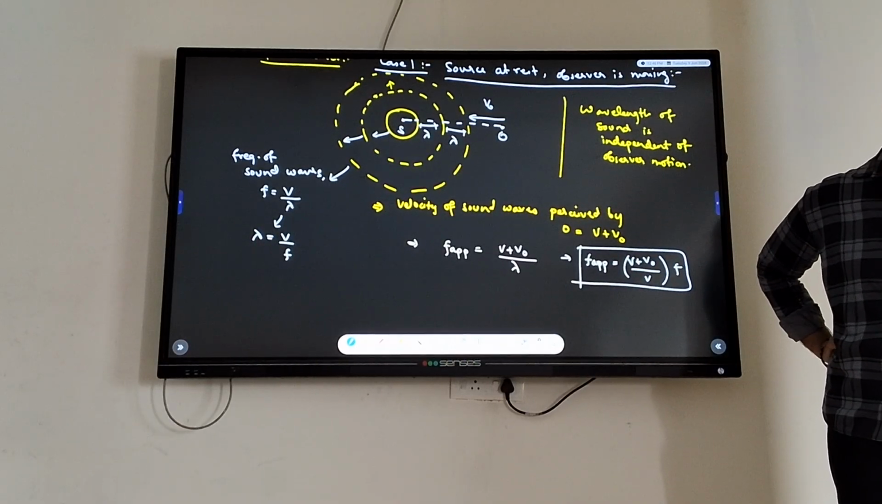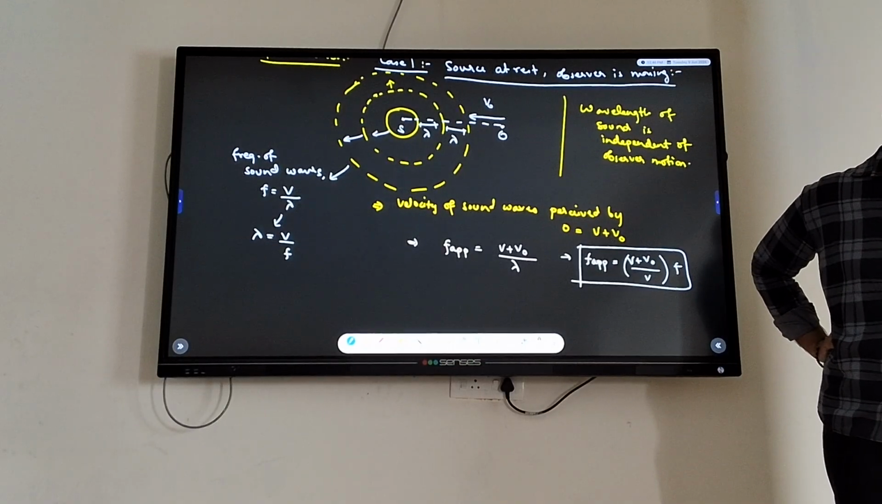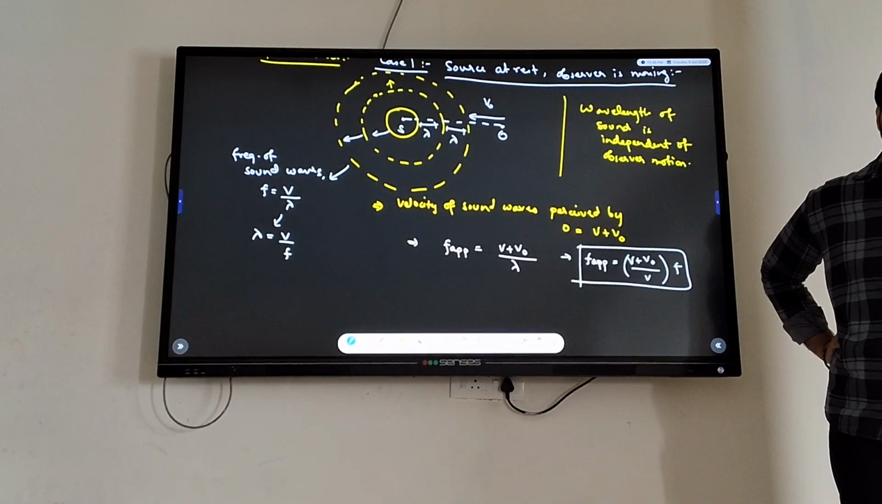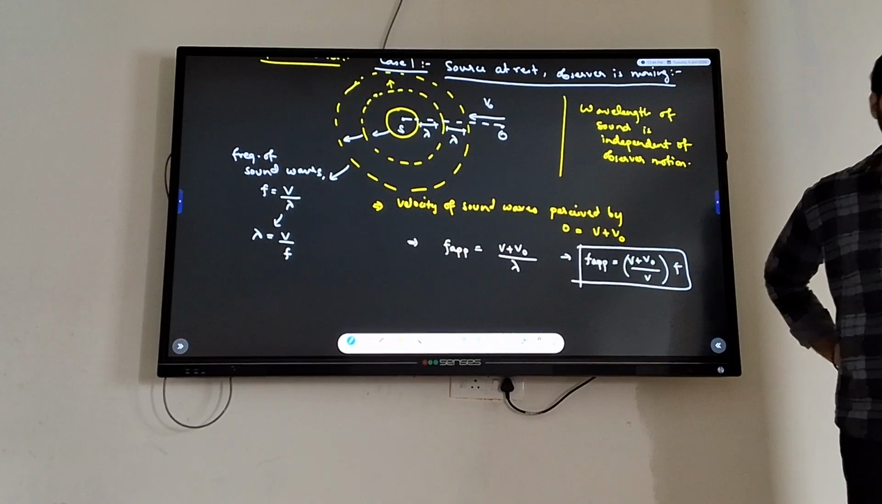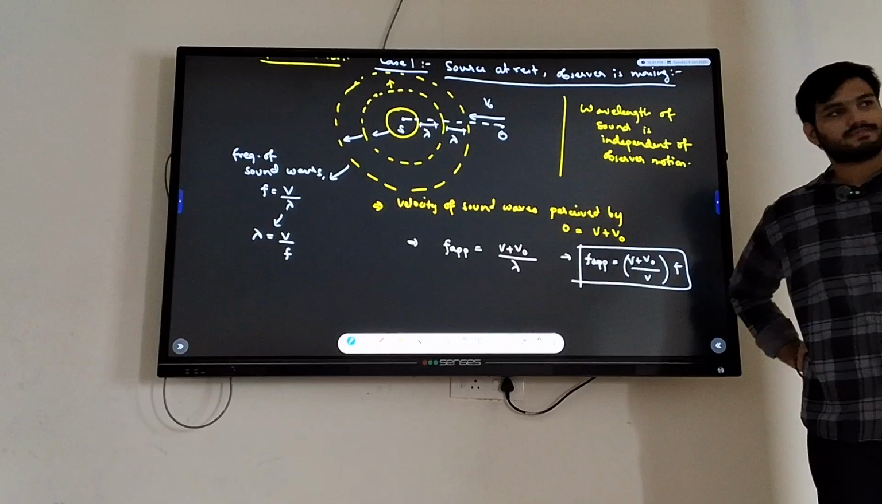Yes or no? Because (V plus V naught) divided by V is greater than 1. Does it make sense? Good. I took a very special case here where I am going towards the source and the source is not moving at all, and I am going in a line which is the line joining the 2 points.